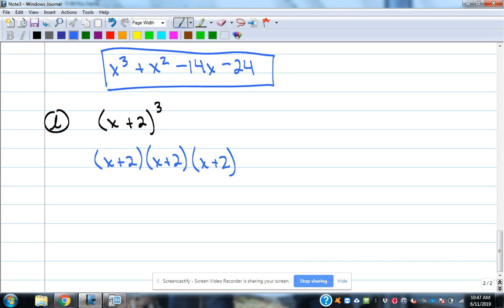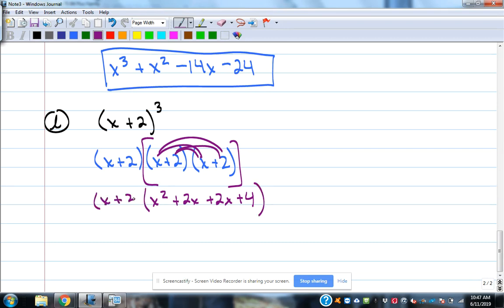All right. So pick 2 of them to start with. It doesn't matter. I'm going to pick these 2. And that'd be x squared plus 2x plus 2x plus 4. So that's just distributing. X times x plus 2 is x squared plus 2x. 2 times x plus 2 is 2x plus 4. Combine the like terms. That's going to be x squared plus 4x plus 4. And we're multiplying that by x plus 2.